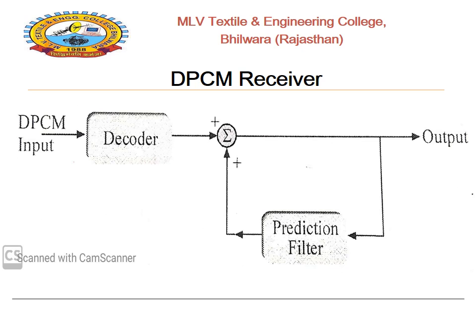Firstly, the decoder reconstructs the quantized error signal from the incoming binary signal. The prediction filter output and the quantized error signal are summed to provide the quantized version of the original signal. Thus, the signal at the receiver will differ from the actual signal by the quantization error Q of nTs.